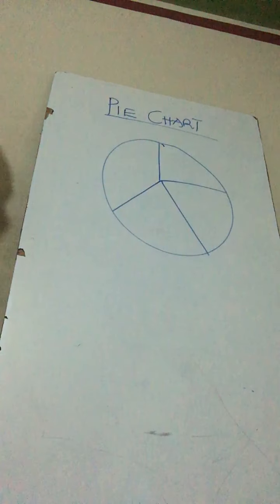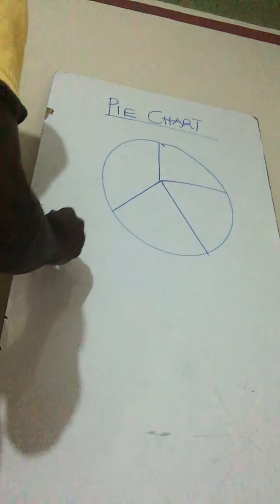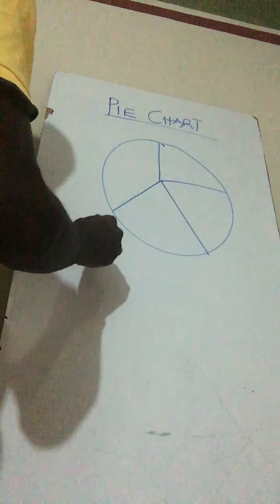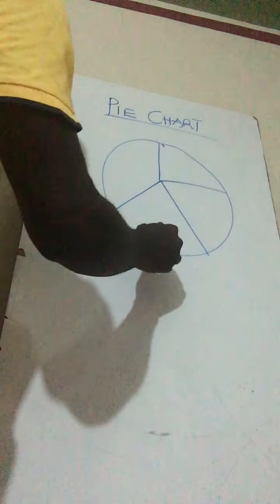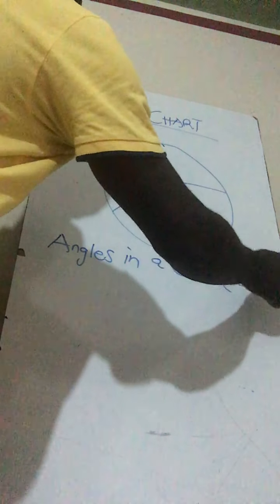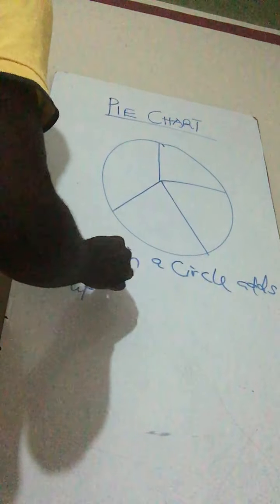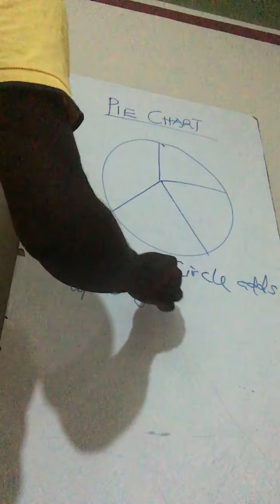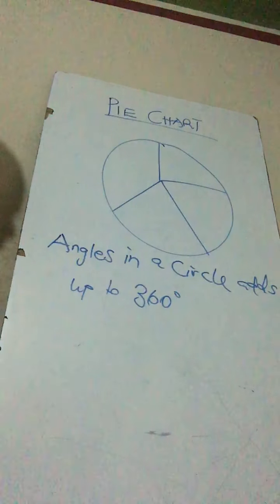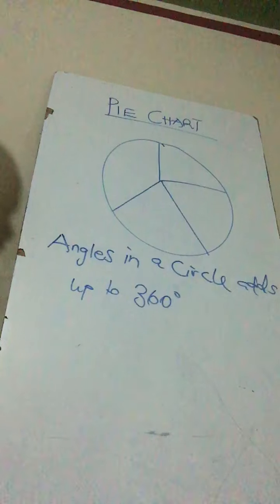Angles in a circle add up to 360 degrees.